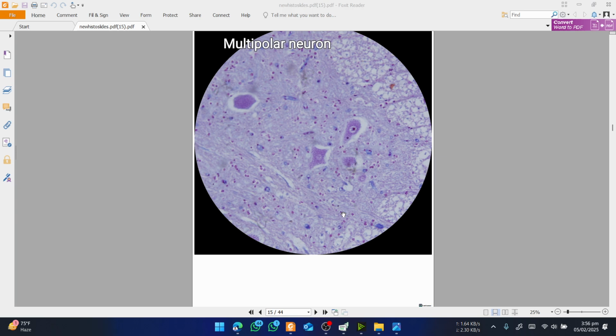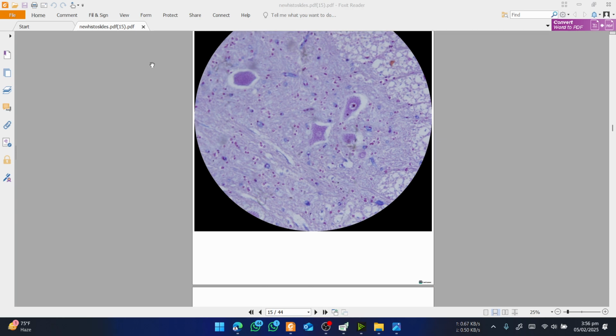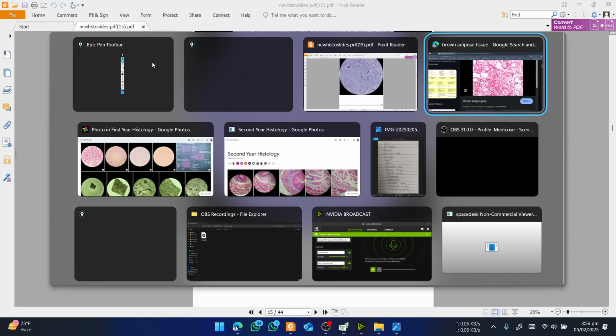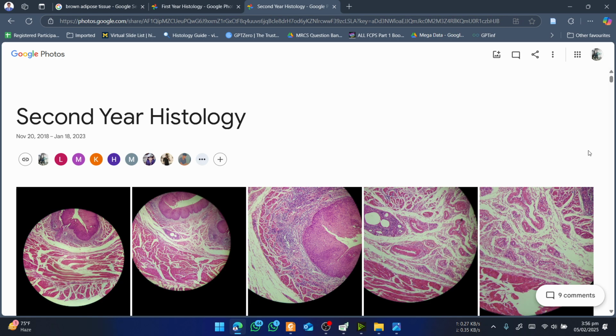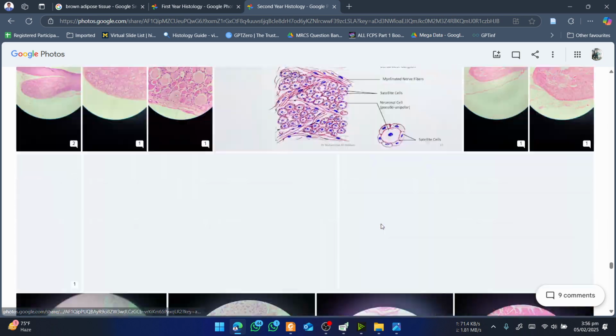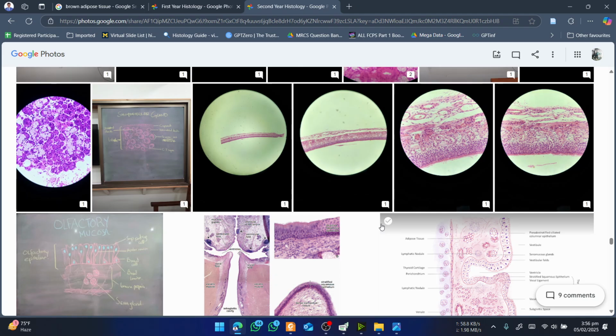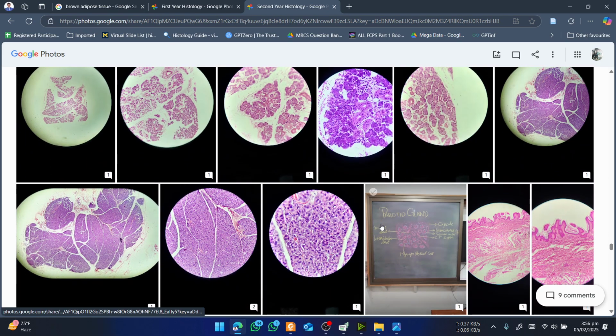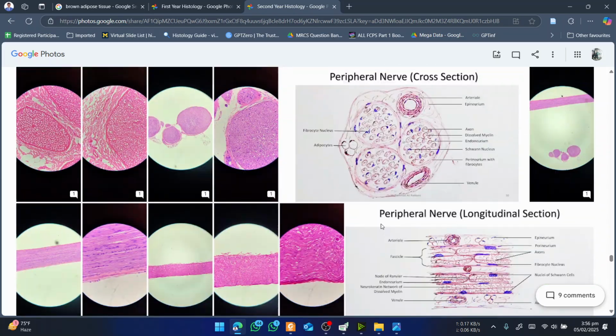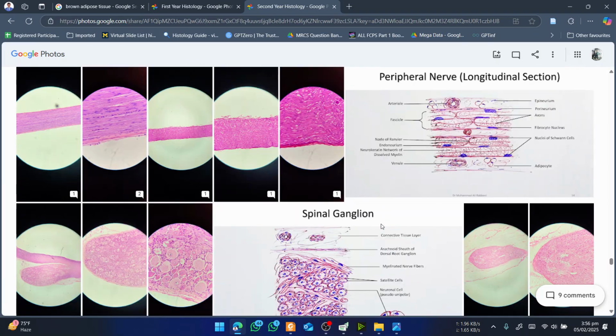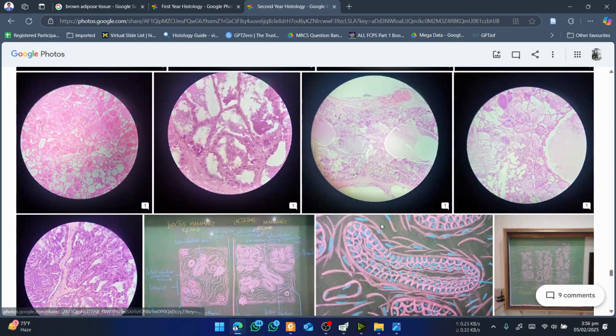Multipolar neuron. This is regarding the nerve. Let me show you here. The nerves are of different types: pseudo-unipolar, multipolar. The one that is usually easy to give in the examination is this one, the multipolar neuron in the spinal cord. So this is actually a picture from the spinal cord.